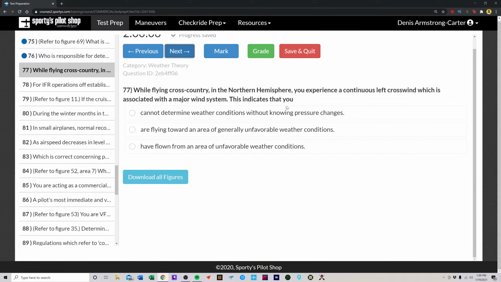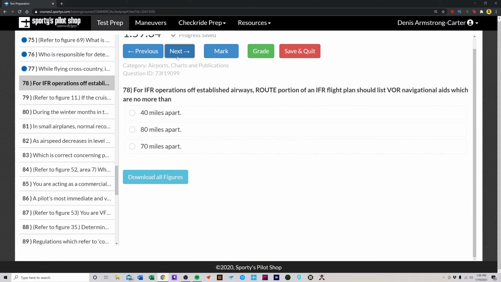While flying cross-country in the northern hemisphere, you experience a continuous left crosswind, which is associated with a major wind system. This indicates that you have flown into an area of... I'm going to say that one. Written test, guys. You have to memorize some questions. Honestly, the questions that I'm guessing at right now is just memorization. I'm literally using my memorization to remember which questions are right. So some of these you have to memorize.